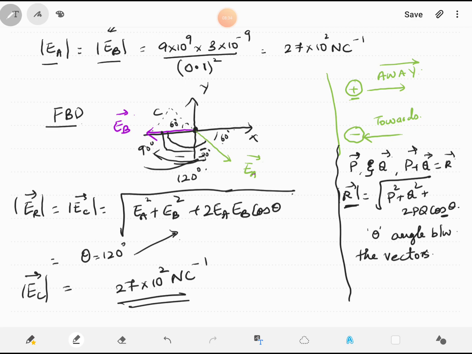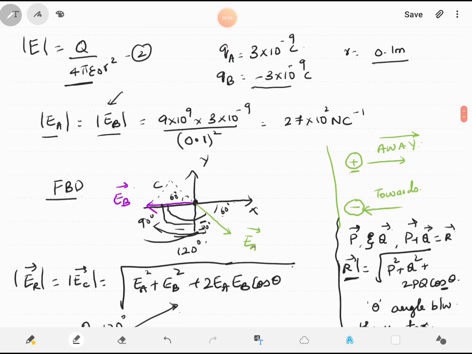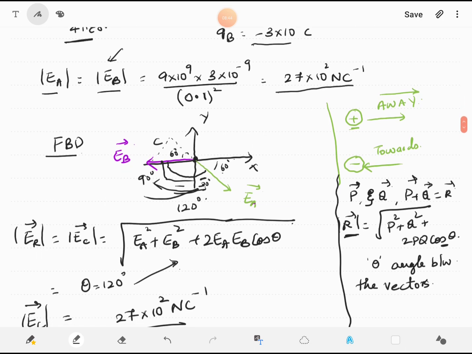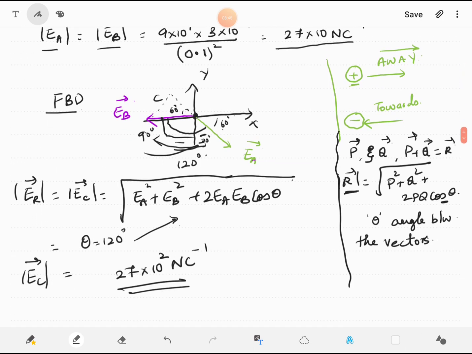It's very important to notice that electric field is a vector quantity and you should not be adding it like a scalar quantity. So it's not EA plus EB is 27 plus 27, which is 54, but rather it is 27 into 10 to the power of 2 Newton per Coulomb. This is because electric field is a vector quantity and therefore directions are very important to be included in your calculations.